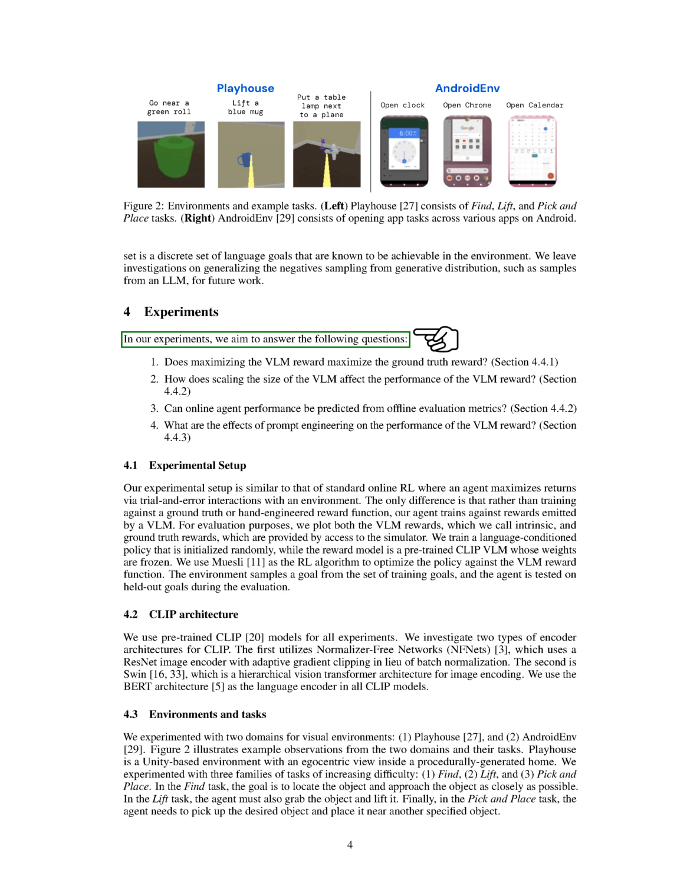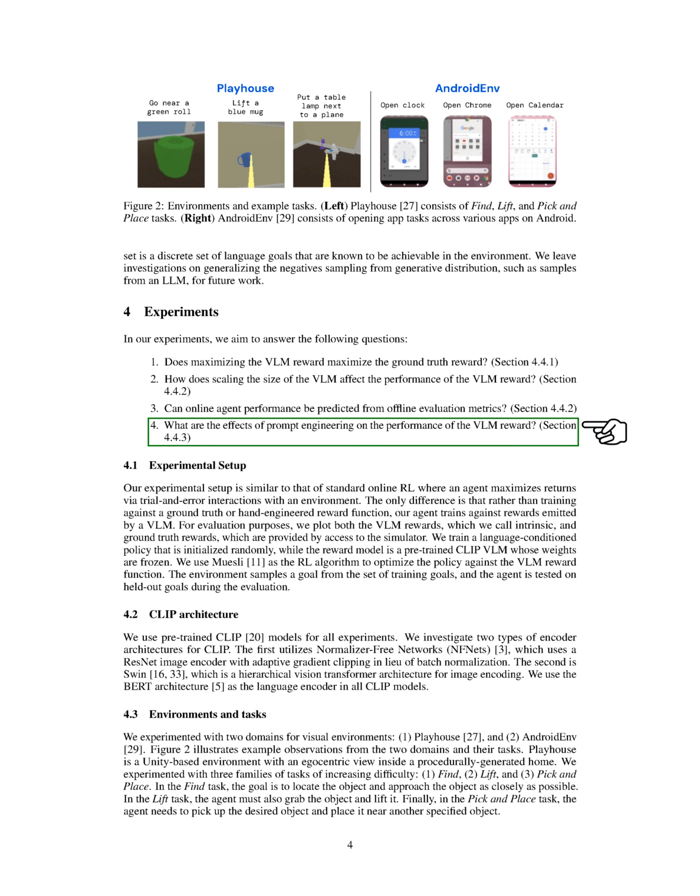In our experiments, we're trying to answer these questions. 1. Does maximizing the VLM reward also maximize the actual reward? 2. How does changing the size of the VLM affect the performance of the VLM reward? 3. Can we predict the performance of an online agent from offline evaluation metrics? 4. How does prompt engineering affect the performance of the VLM reward?